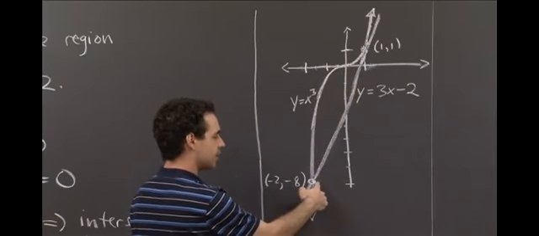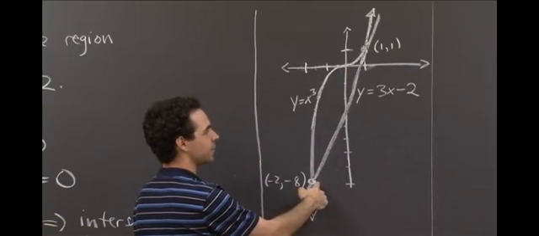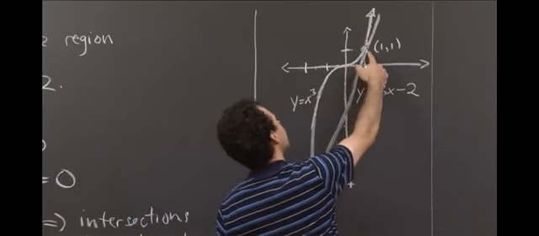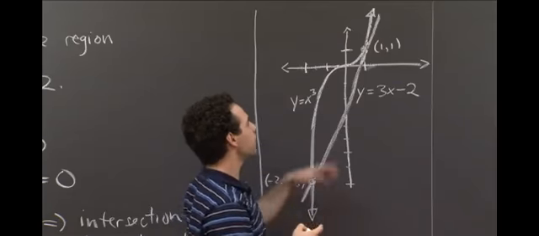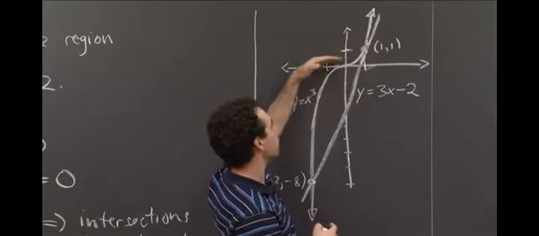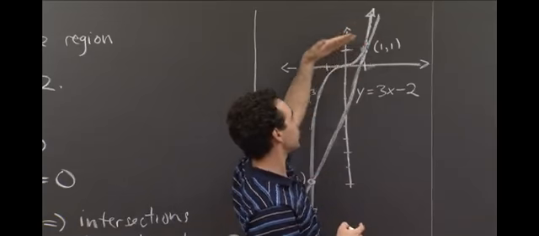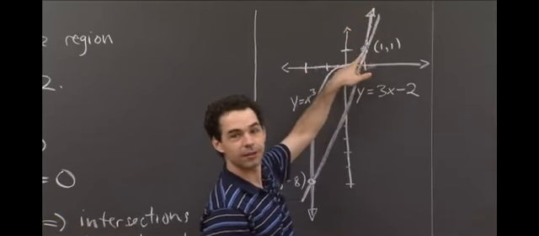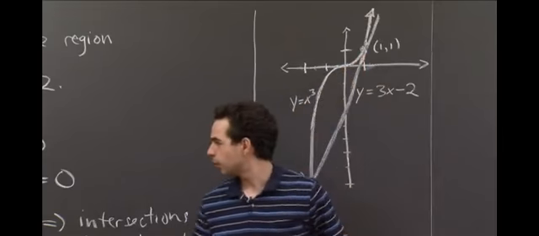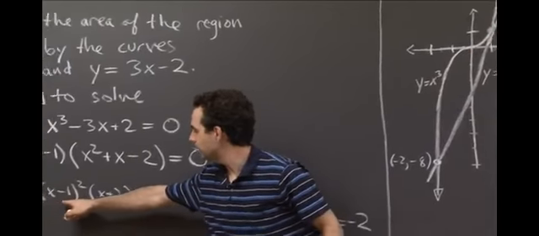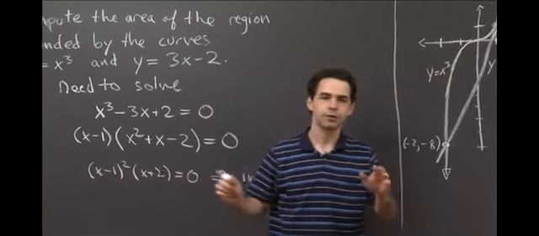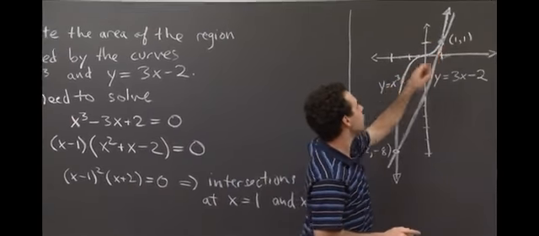They intersect once down at x equals minus 2, y equals minus 8. And they intersect again up at the point (1, 1), and they're actually tangent there. So the curve y equals x cubed stays above the line at this point. One way you can read that off is that you had a double root at 1, if you like.